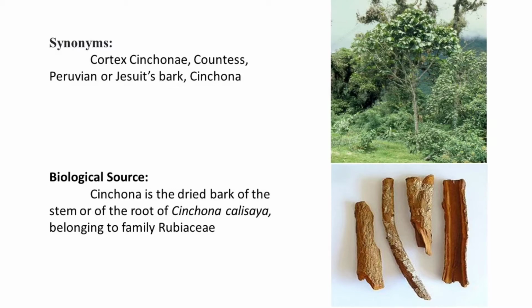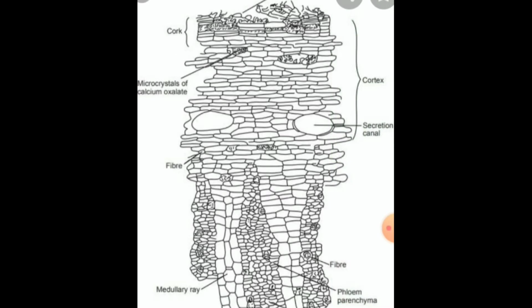Now, we want to explain the microscopic parameters of cinchona bark. Here in this diagram, we can see the basic structure is very similar to cinnamon. That means at the beginning, the outer layer is called cork. Hard parenchyma cells are there, and just under the cork, a huge portion is called cortex. Many normal parenchyma cells are there.